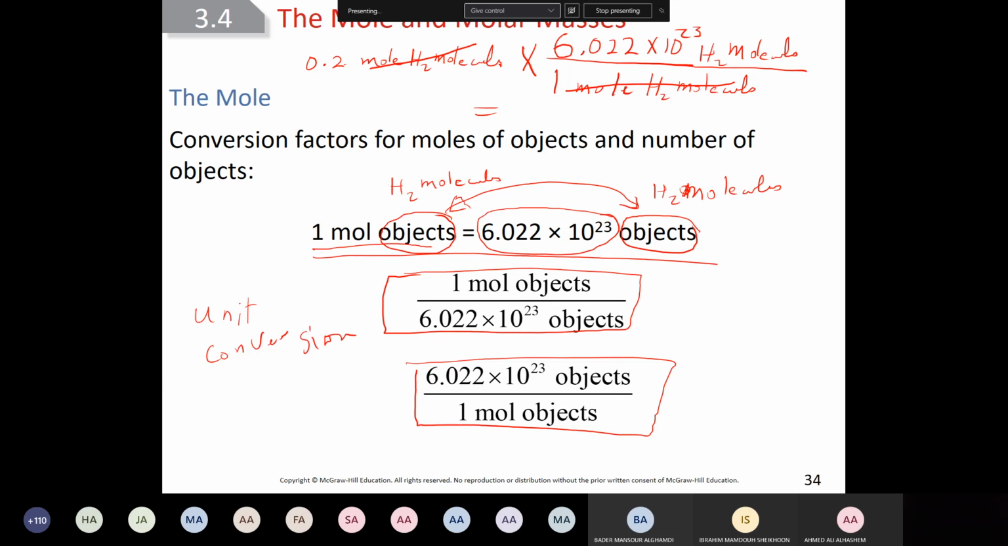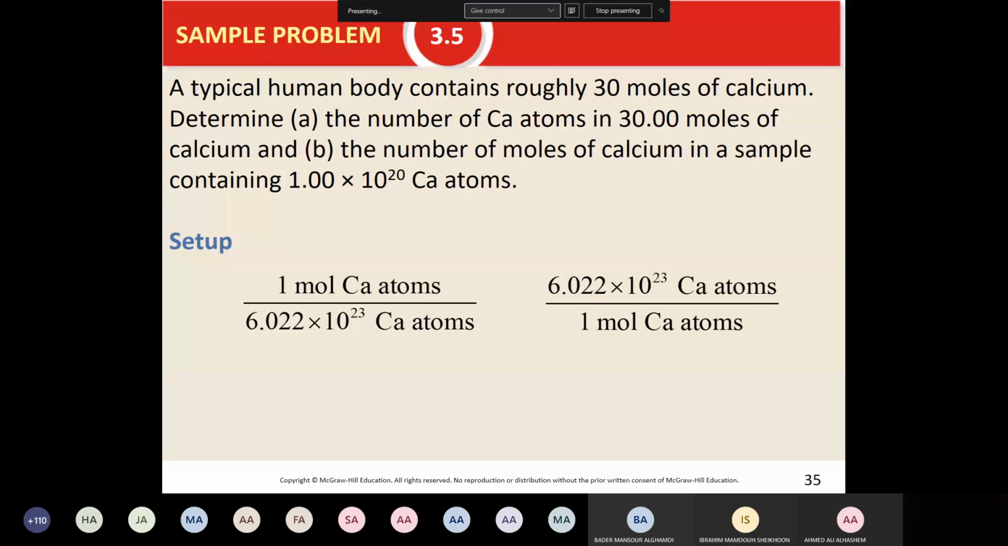Is this clear? Yes. Very good. A typical body, our body, contains 30 moles of calcium. So in your body, there are 30 moles of calcium. So what's the information that we have? We have 30 mole calcium.